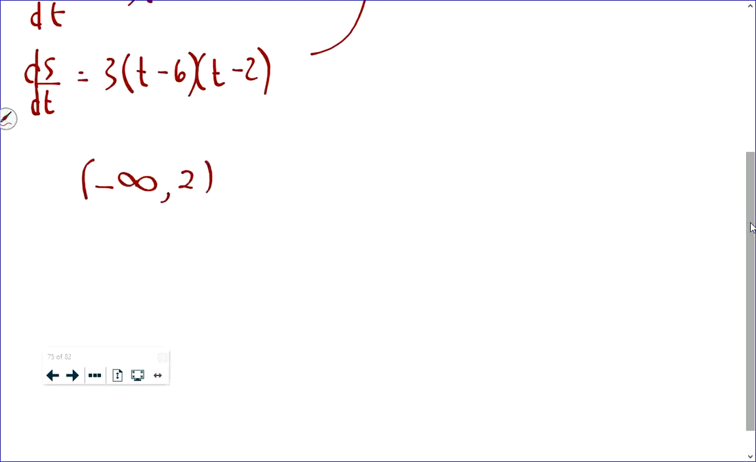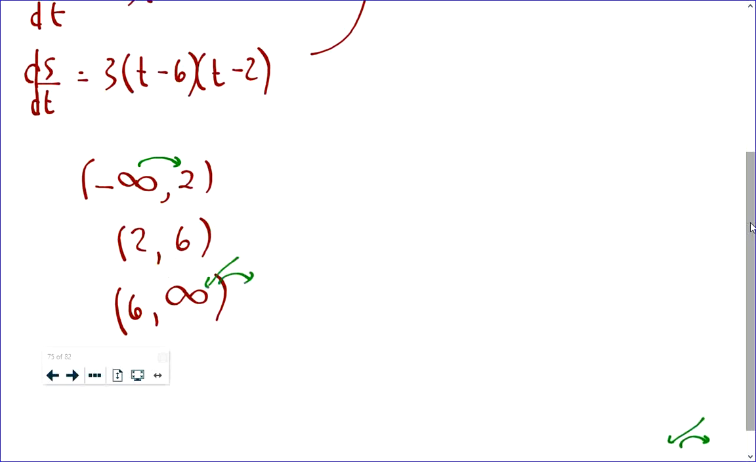Put your intervals in numerical order. If you don't, it gets very confusing. So don't draw this, but what I mean by that is we are going from negative infinity to 2, then we're going from 2 to 6, then we're going from 6 to infinity. They're listed in the order from negative infinity to infinity. Across the top, we put all of the factors of the derivative, which means we put the 3, the t minus 6, and the t minus 2.